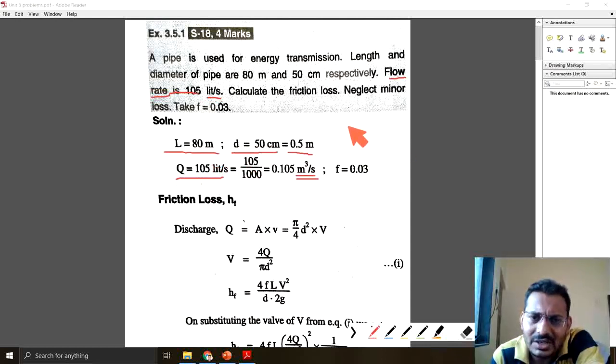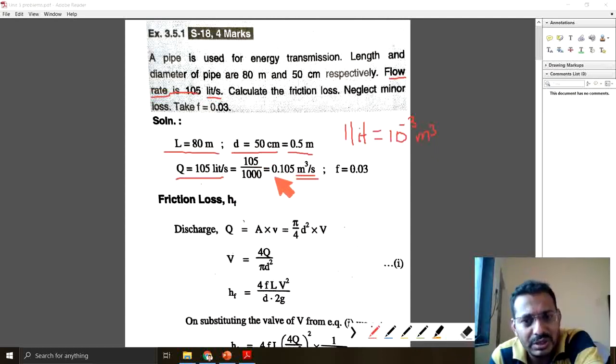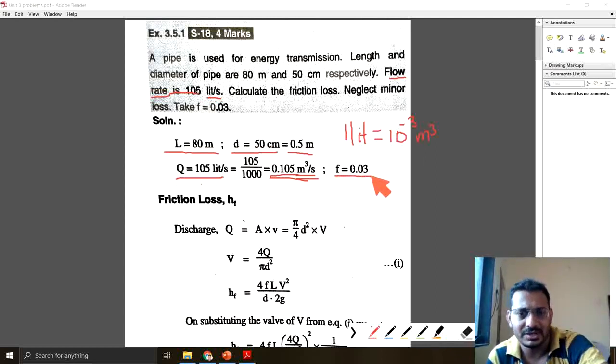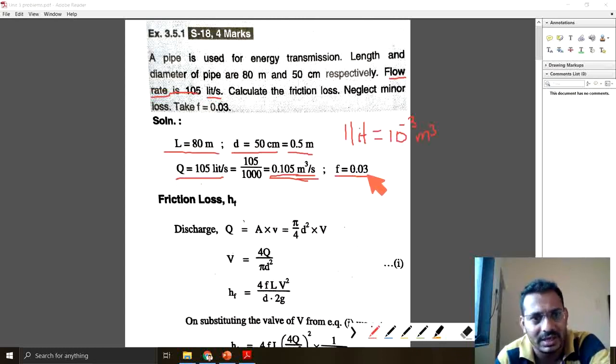And we know the relation for the liter: 1 liter is equal to 10 raised to minus 3 meter cube. So in this conversion, 10 raised to minus 3 means dividing by 1000. So we get in SI unit the discharge Q is equal to 0.105 meter cube per second. Also the coefficient of friction is given as f is equal to 0.03.